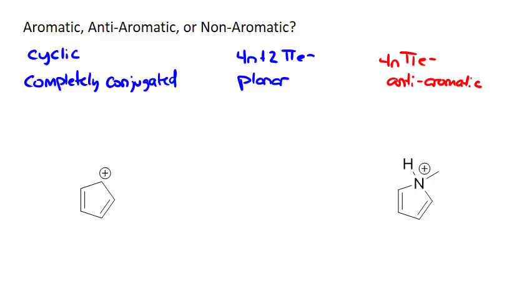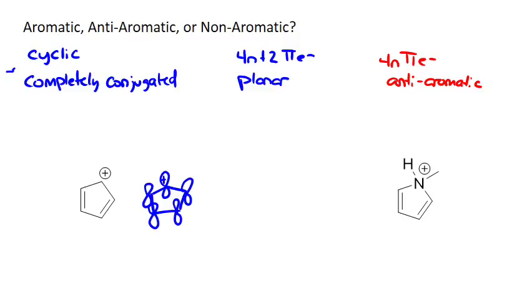And our first one here, we have this cyclic carbocation, so it is cyclic, but we want to look and see if it's completely conjugated. Well, let's draw an orbital picture for this. I'm going to put a p orbital on every carbon that has a double bond, and a p orbital where there's a carbocation. So this molecule has a completely conjugated cycle of p orbitals.